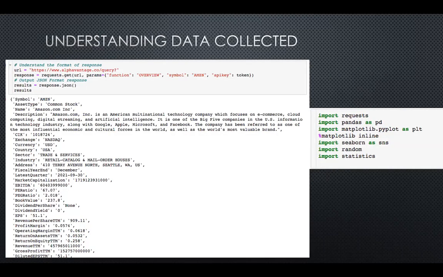I'll provide a brief introduction to collecting data with the GET method. I use the base URL, which is provided on the screen, with the params function overview, symbol AMZN for Amazon, and the API key. It's a token, which was previously saved. After using the requests.get, I formatted the response in JSON format to understand how the data was presented. And as you can see, there's a key with a value for each one.